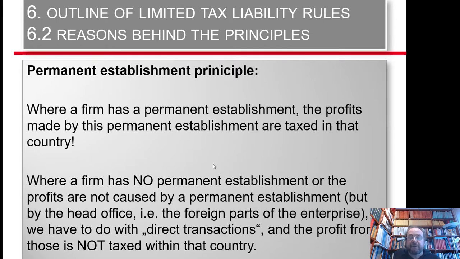So the permanent establishment principle has two parts. First, where you have a PE, permanent establishment, you will have to pay taxes. Where you do not have a PE, you will, in all probability, not have to pay taxes.